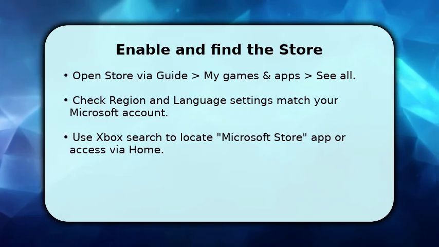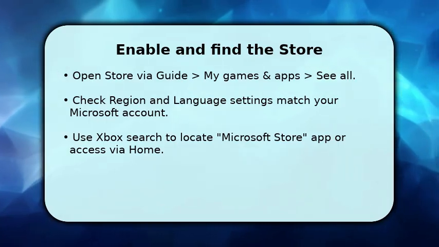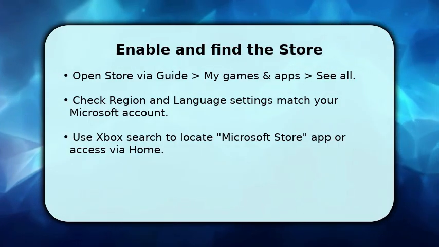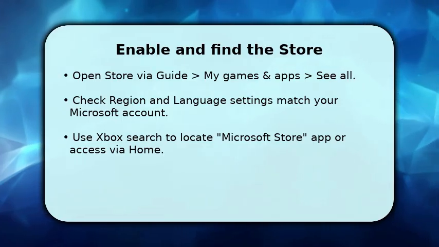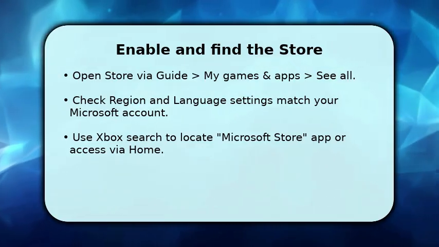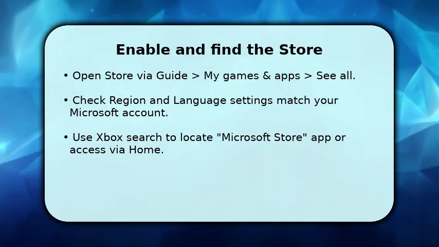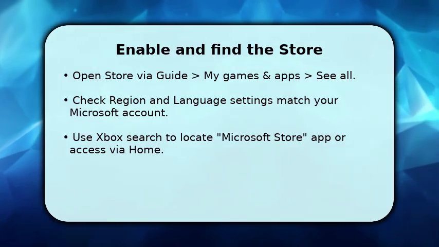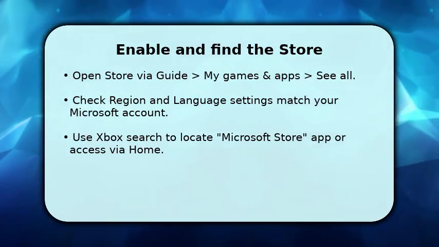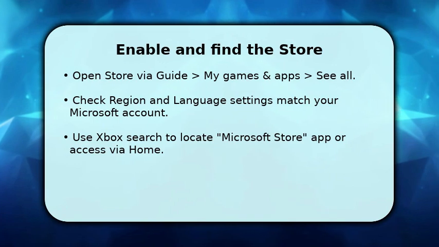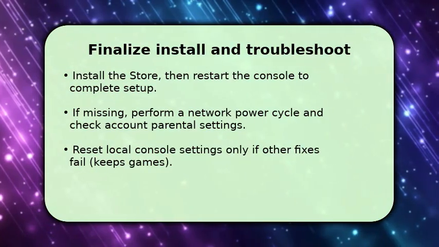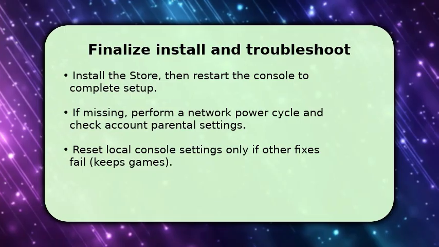Next, use the search feature and type Microsoft Store. This forces the system to present the app if available. If found, select Install or Pin to Home. These steps expose the store and resolve regional visibility issues. Finish by installing the store and then restart your Xbox to let services register. This finalizes certificates and storefront links.